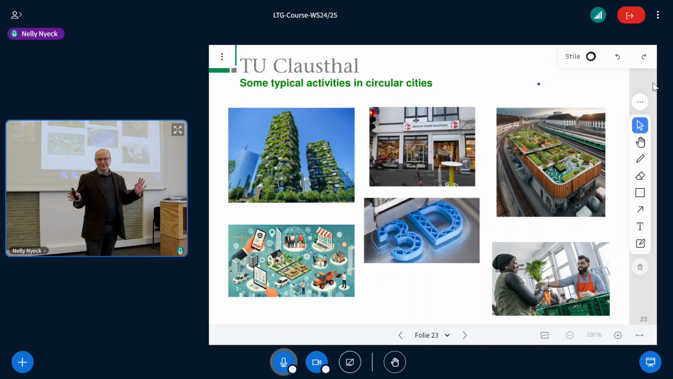It's certainly nothing that you would do in Clausthal. Doesn't make sense. It's something for the cities where you don't have sufficient space, but you need the food without importing it all along from somewhere else. So that's 3D, of course. It's the individualized production. So those are typical activities in circular cities.